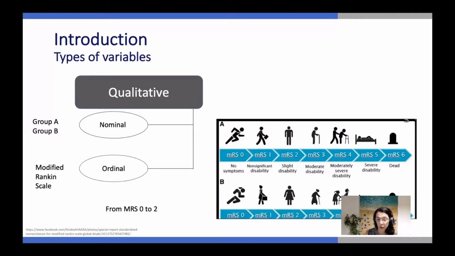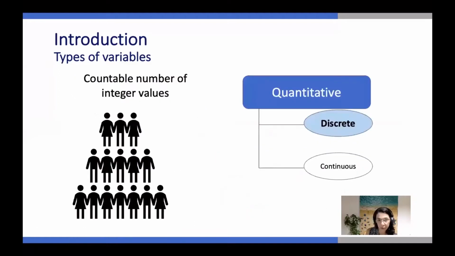There are different ways to analyze ordinal variables. An example is to take the percentage of subjects who have an mRS score of 0 to 2, depending on your research question. And you may want to compare the percentages of patients who reach this mRS of 0 to 2 after a given intervention compared to a control intervention.